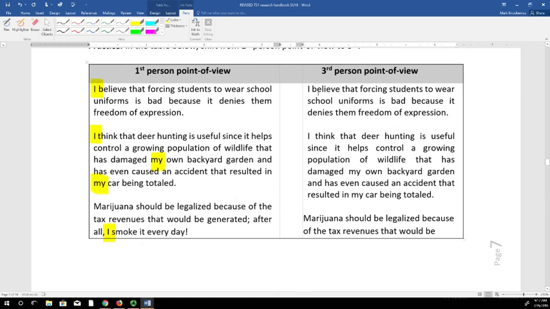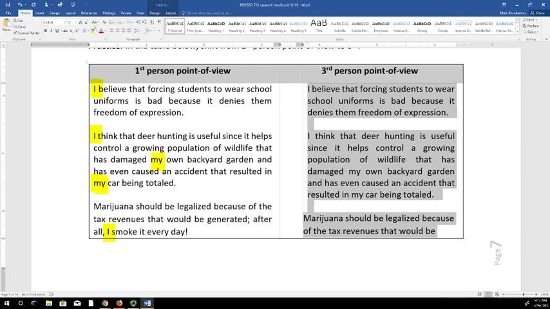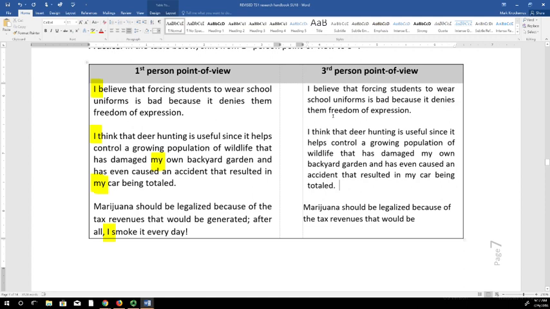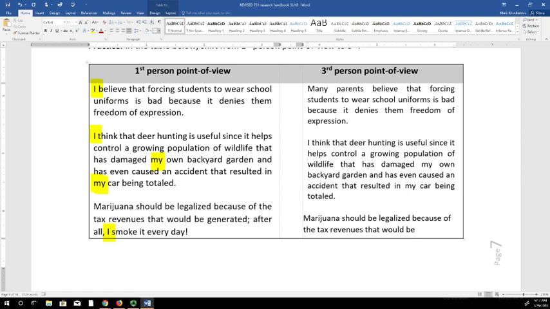Okay, so now, taking a look at these sentences here, all right, so that right there is what's making it first person. So we could shift it and just say many parents. Many parents believe that forcing students, right? So now how did I fix that? I took myself out of that and I wrote objectively about it. Make sense?